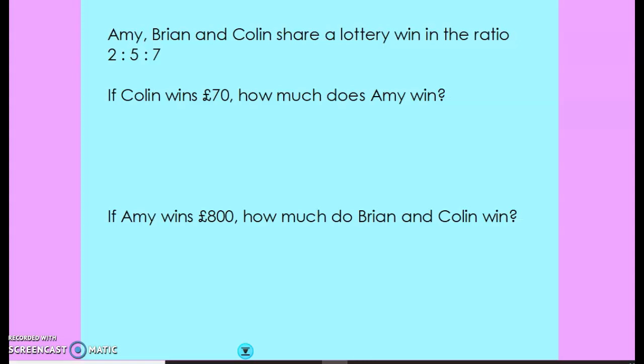Amy, Brian and Colin share a lottery win in the ratio 2 to 5 to 7. If Colin wins £70, how much does Amy win? Okay, so we've got Amy, Brian and Colin. They share in the ratio 2 to 5 to 7. Colin wins £70. This is why I do it this way, because it means I've got these two now right next to each other. So I want to know what I've done to get from 7 to 70.